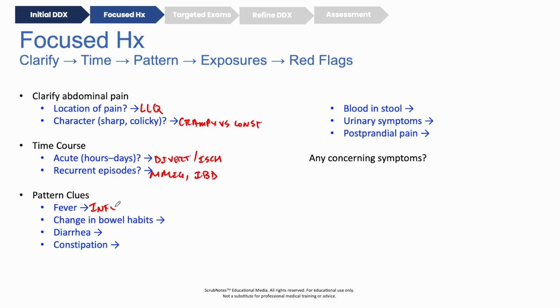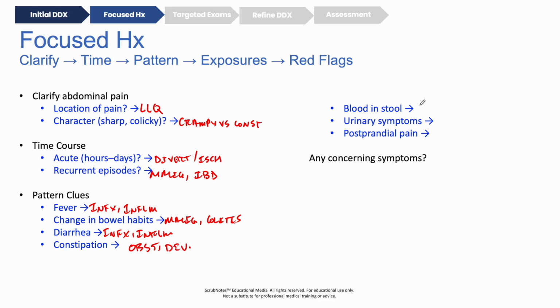Next, we want to ask about pattern clues. Is there a fever? Then we're thinking infection or inflammation, still diverticulitis on our list. Is there a change in bowel habits? That could be malignancy or colitis. Is there diarrhea? That might be more infectious or inflammatory. If there's constipation, that could be an obstruction or diverticulitis.